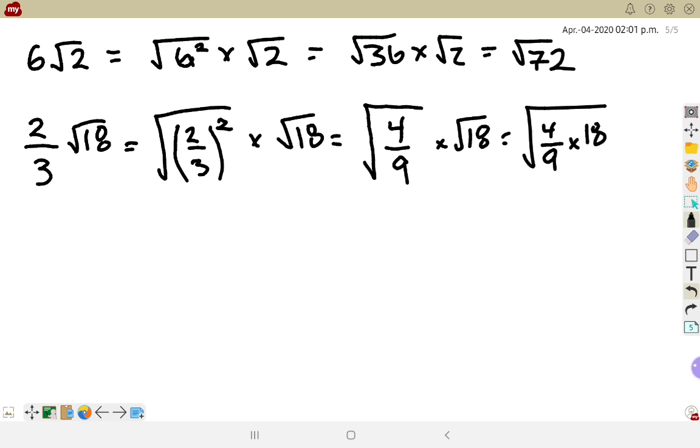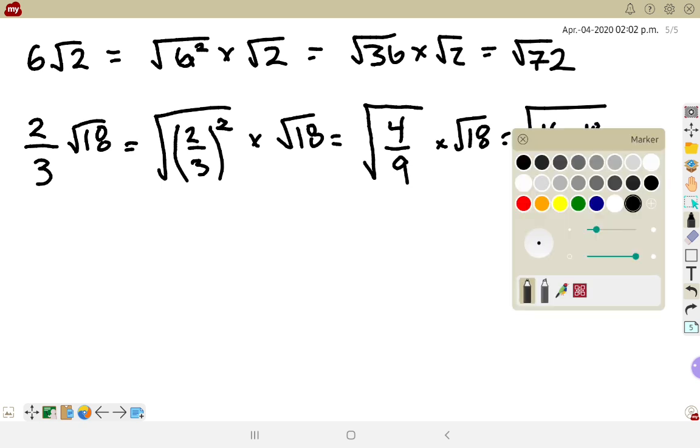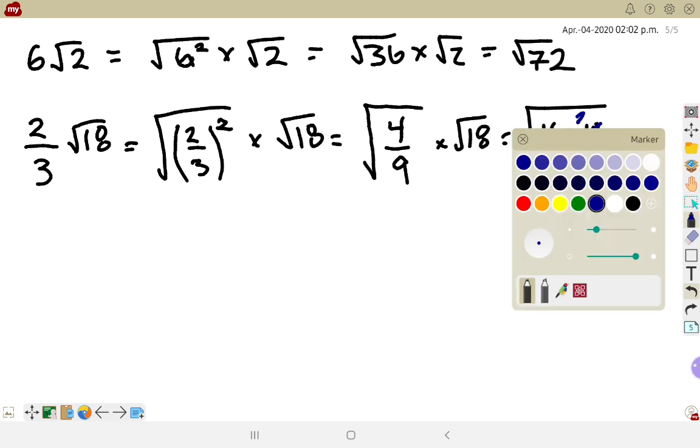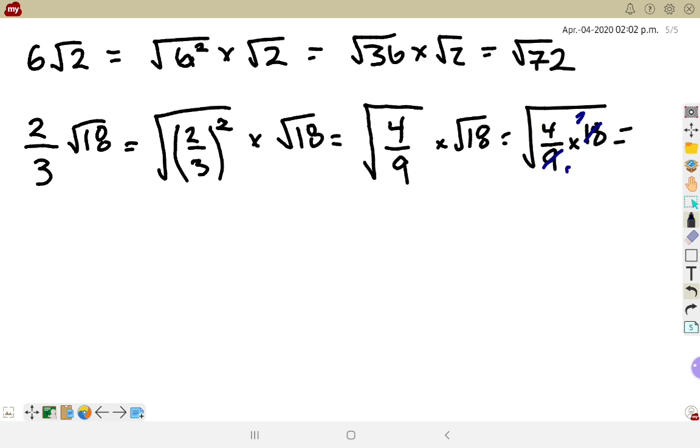and now I've got 4/9 times 18. I can do a little bit of cross-reducing there, find out that I get a 2 and a 1, and that leaves me with simply the square root of 8. Okay. Same thing if I was to do it with a decimal. Try one with a decimal.